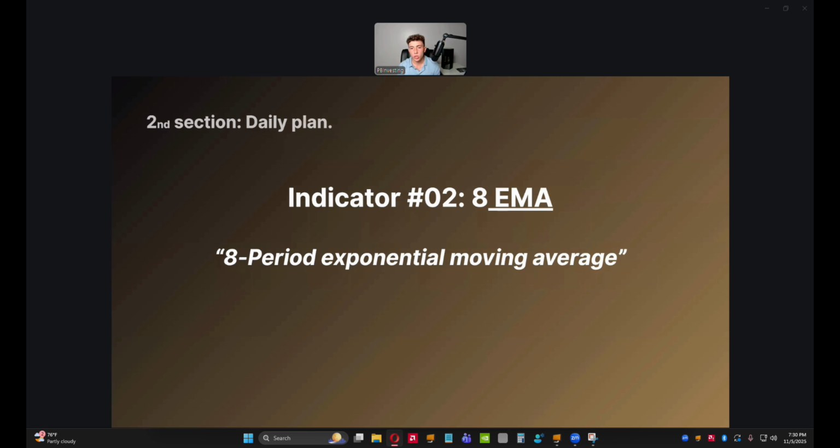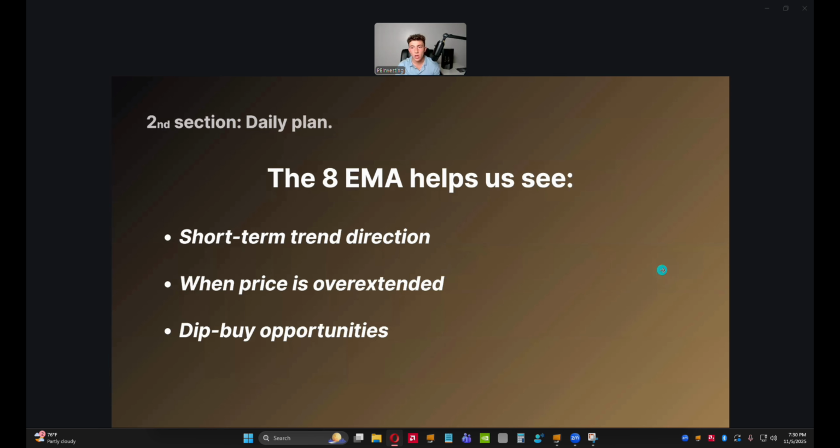Now, indicator number 2, the 8 EMA. This is the 8-period exponential moving average. The 8 EMA is an extremely important indicator because it tells me when a stock's extended, when a stock needs to dip, or the short-term trend direction. 8 EMA and 9 EMA are basically the same thing.